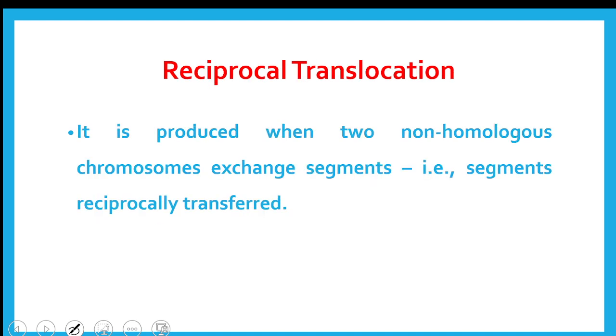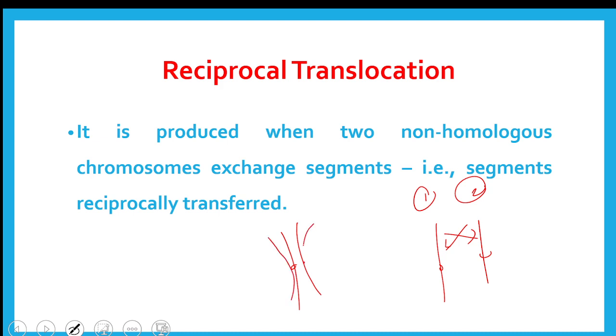And coming to reciprocal translocation, here what happens? Both the first and second chromosome, which are non-homologous, exchange their segments. Actually, exchange of segments takes place between non-sister chromatids of homologous chromosomes, which is called crossing over. But here there is exchange between non-homologous chromosomes. We call it reciprocal transfer. Reciprocal means if you give something to me, I'll give something to you. These two chromosomes are exchanging their segments. Hence, we say that they are reciprocally transferred.